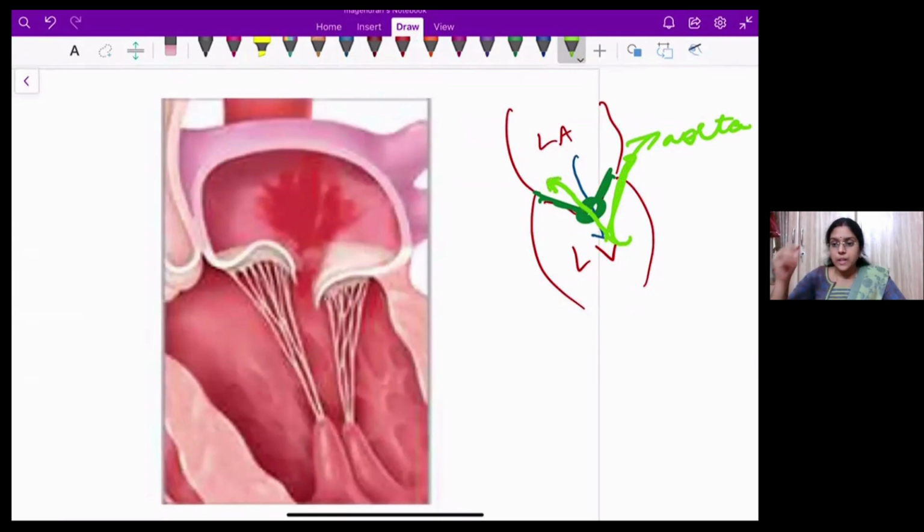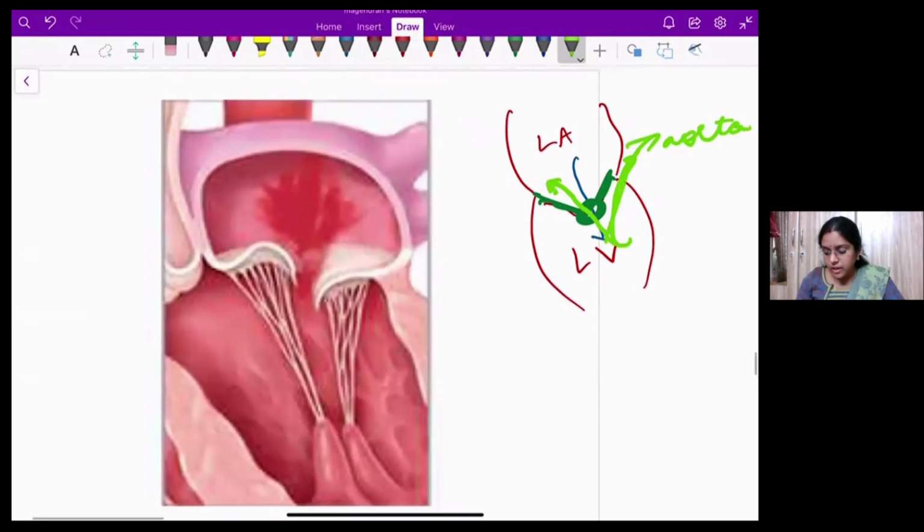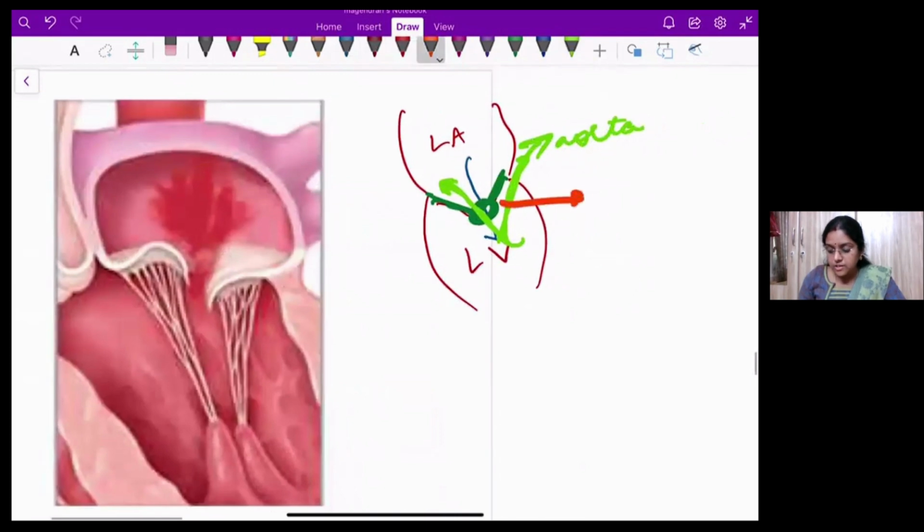The blood comes from the left atrium into the left ventricle by the atrial contraction and the rapid ventricular filling. During ventricular systole, blood has to be ejected into the aorta. When the blood is ejected into the aorta, some amount of blood is coming back into the left atrium. Why does this happen? This is because the valve has not closed completely.